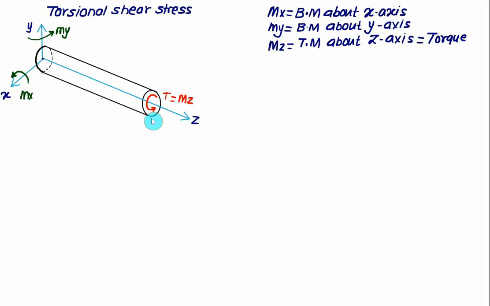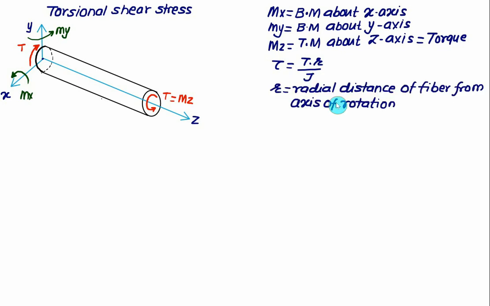So for balance here, I have to show one reactive torque which will act in the opposite direction, that will be equal to T. The stress induced in this machine member to resist the action of the twist is called torsional shear stress and is represented by tau, given as torque multiplied by radial distance r of the fiber from the axis of rotation, divided by polar moment of inertia J.